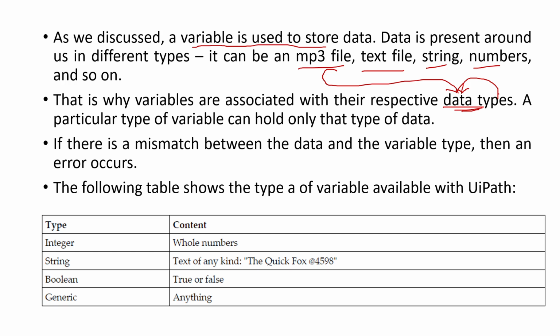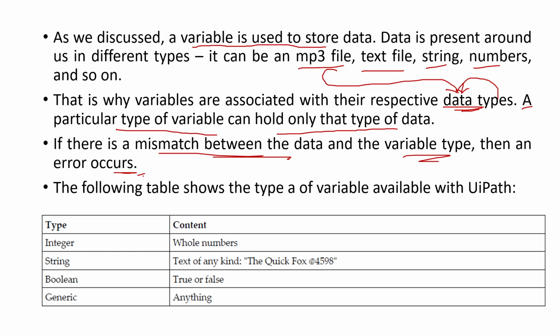Clear? Or in other words, according to the author, a particular type of variable can hold only that type of data. This is the definition given by the author. To make it simple, a data type reflects the type of the data which you are dealing with, or which the variable can store. Clear? And if there is a mismatch between the data and the variable type, obviously you will get an error. I will give an example for this in the coming classes. You no need to worry. You have already seen an example of this, I think, even in Java or in C.